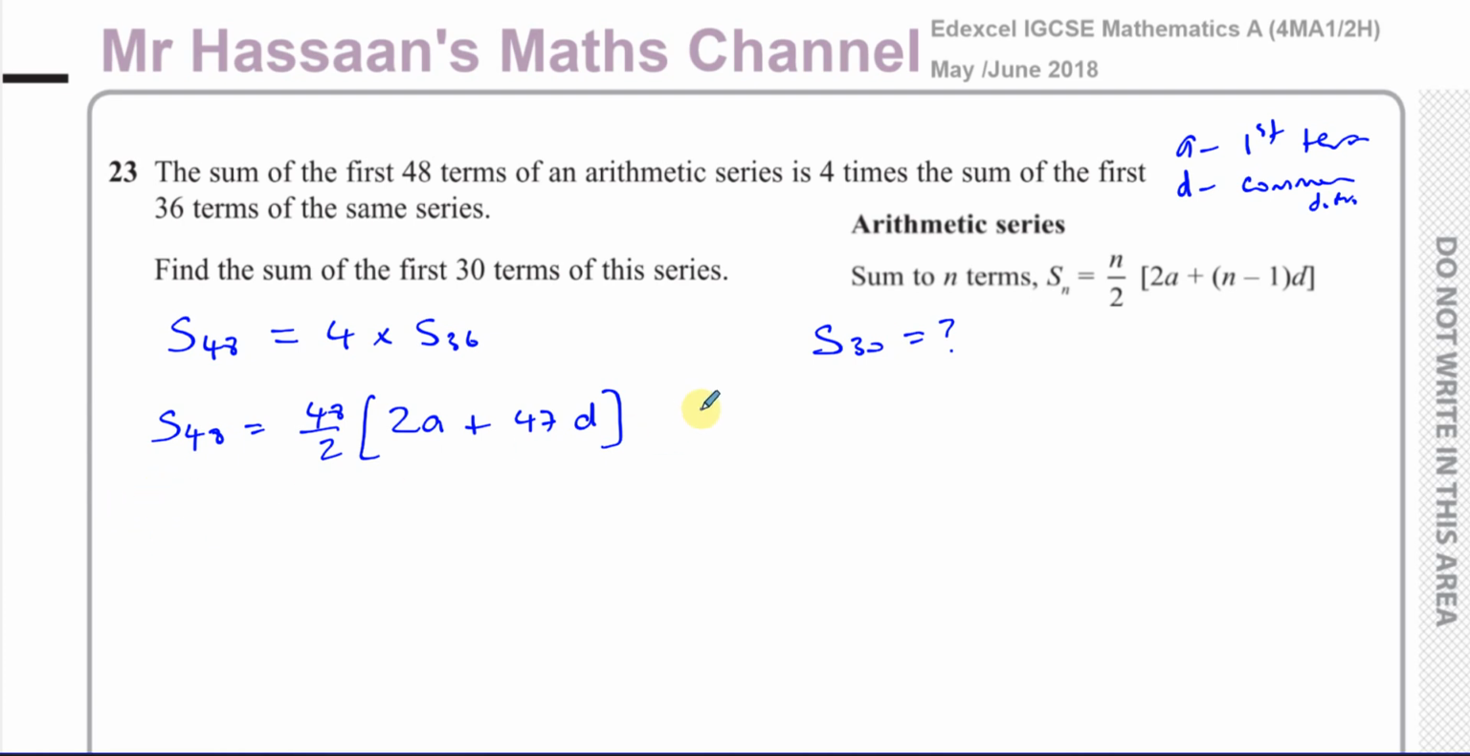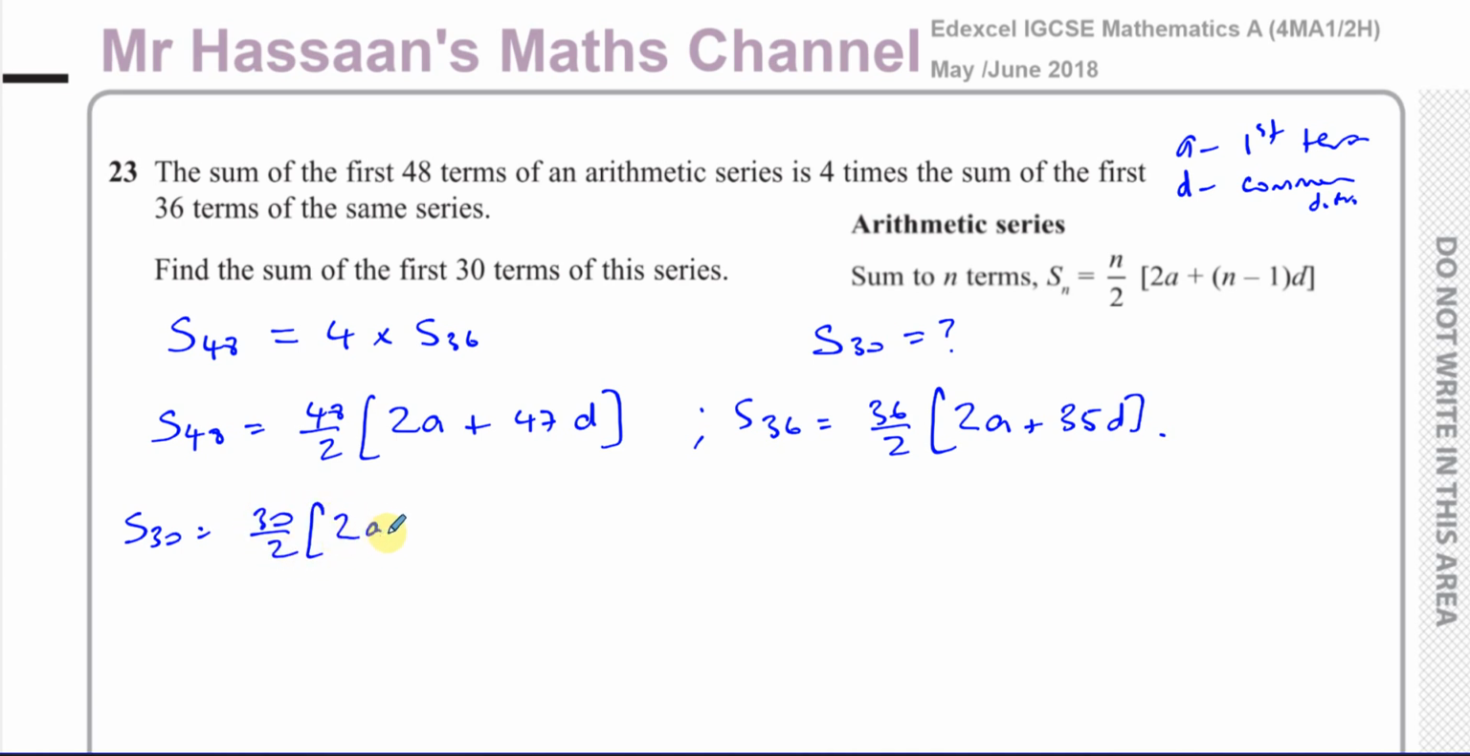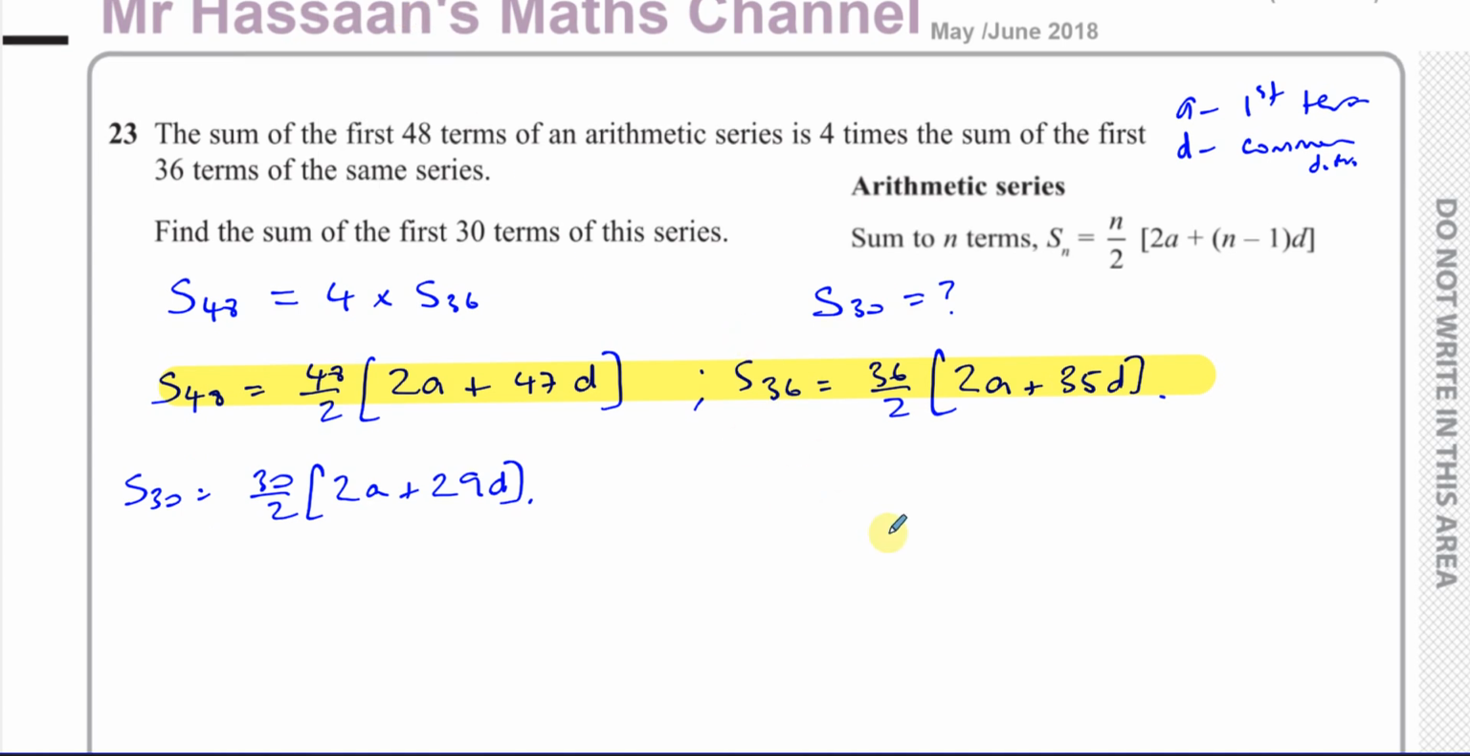The sum of the first 36 terms would be 36 over 2, times (2a plus (36 minus 1), which is 35, times d). We also have the sum of the first 30 terms, which is 30 over 2 times (2a plus 29d). We can link the first two together by the fact that this is 4 times that. So let's make an equation from that and see how it helps.